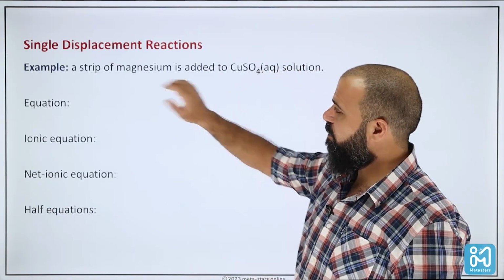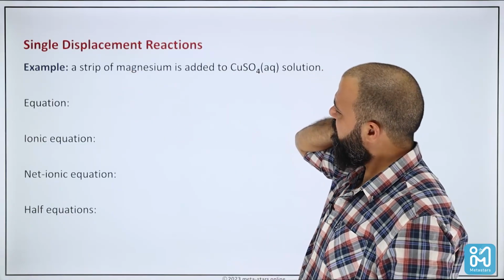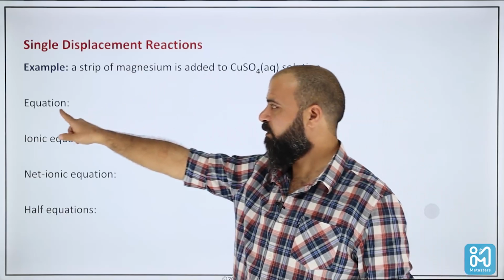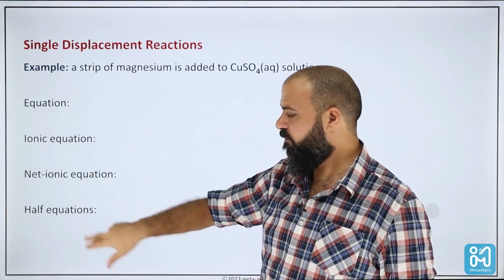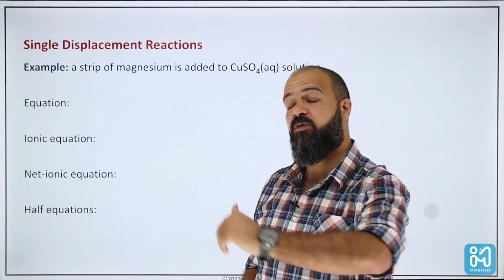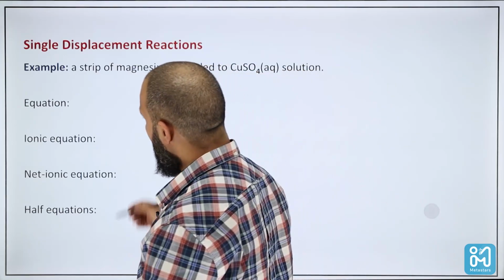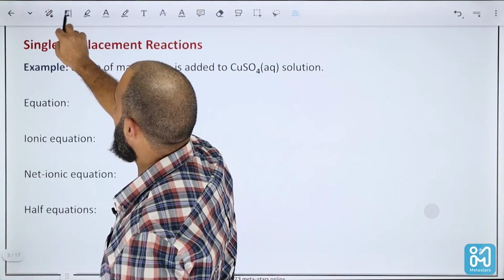Bismillah. The example says a strip of magnesium is added to copper sulfate solution. Look, I wanted to write the equation, ionic equation, net ionic equation, and half equations, and find out which substance is oxidized and which substance is reduced. Let's say bismillah. First of all, magnesium, a strip of magnesium, Mg.